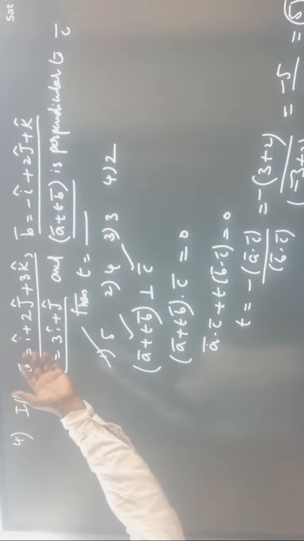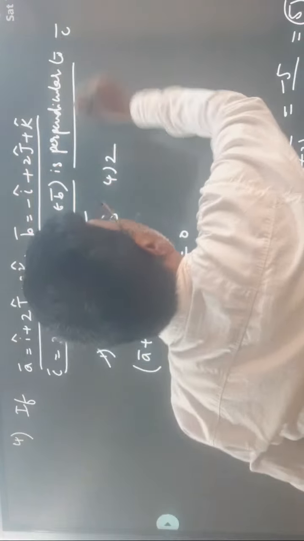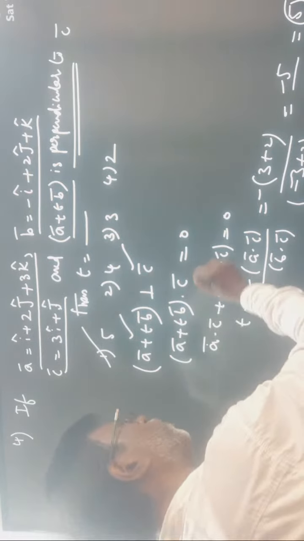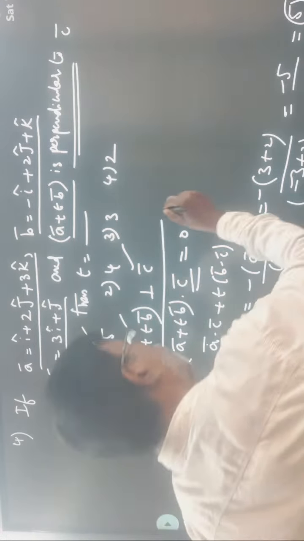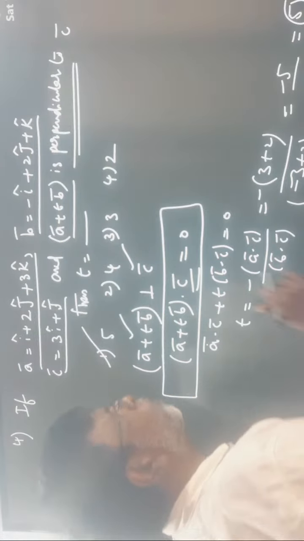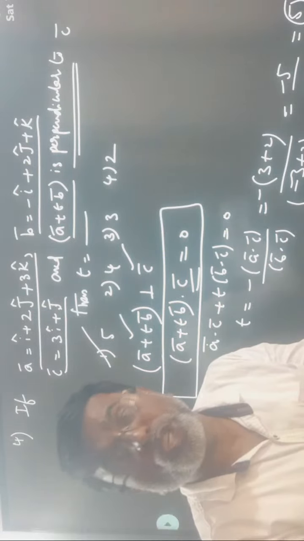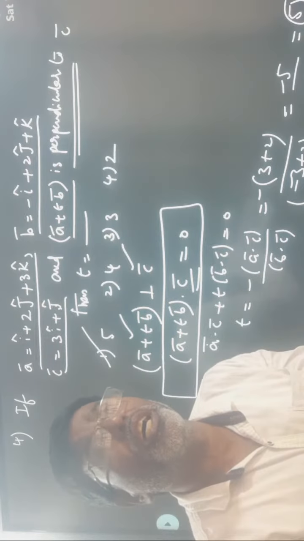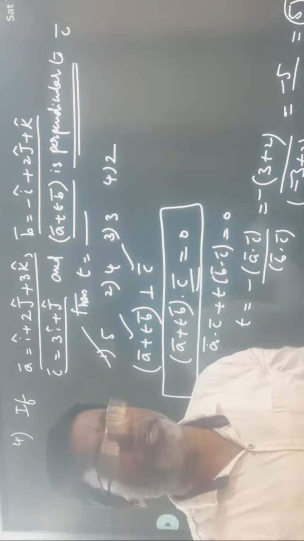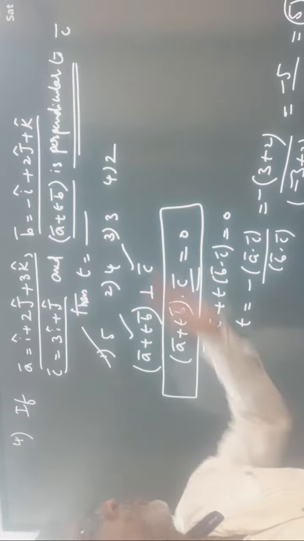A bar given, B bar given, C bar given, and A plus TB is perpendicular to C bar. What does perpendicular mean? A plus TB dot C equals 0. That is the main idea. When two vectors are perpendicular to each other, their dot product must be 0. That is a basic concept. A bar plus T B bar dot C equals 0, and then simplification.